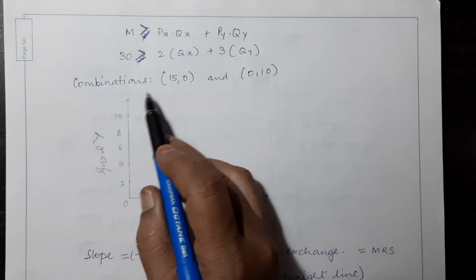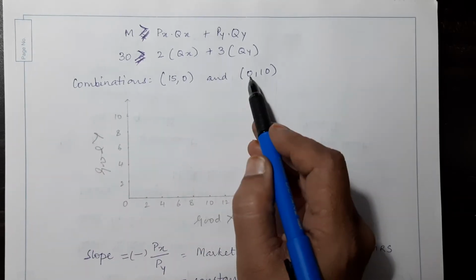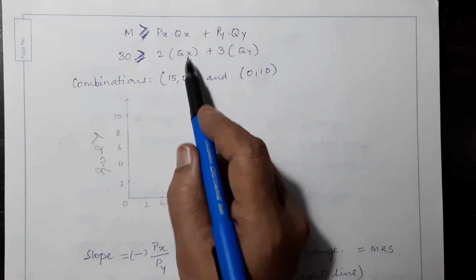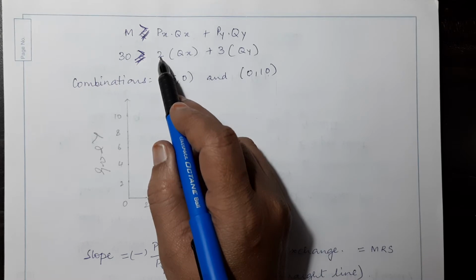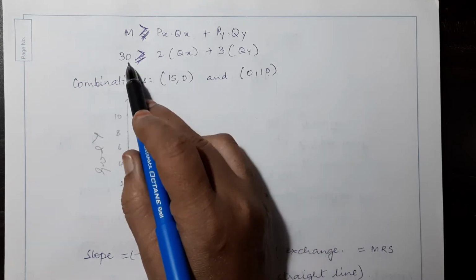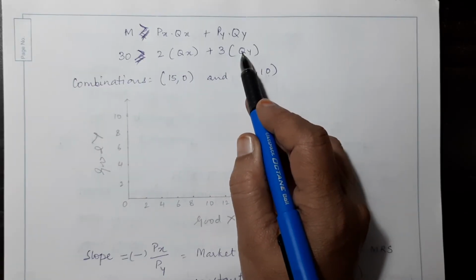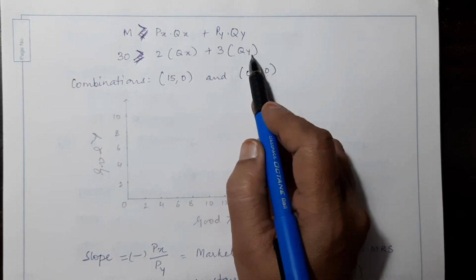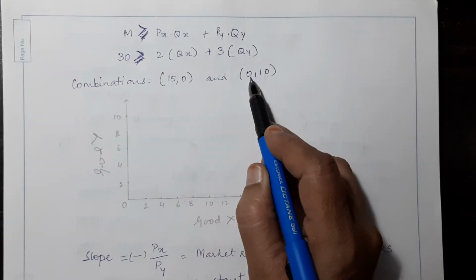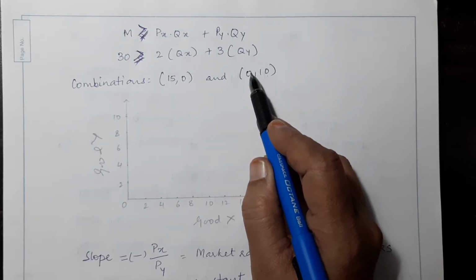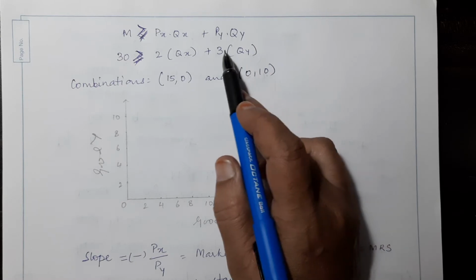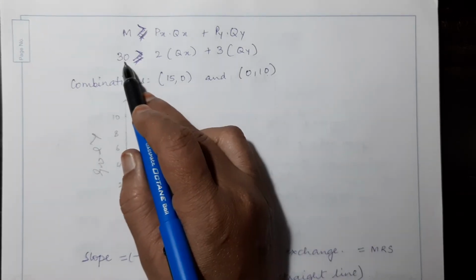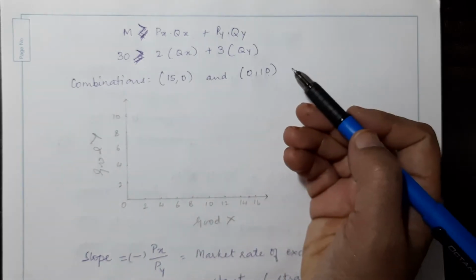Then the combinations would lie between 15, 0 and 0, 10. This means that if all of X alone is consumed at rupees 2 per unit, then 2 15s are 30 and we do not consume any units of good Y. Now if you consume all units of good Y and none of good X, then the combination would be 0 good X and good Y will be 3 into quantity being 10, 3 tens are 30. So we do not consume any of X.